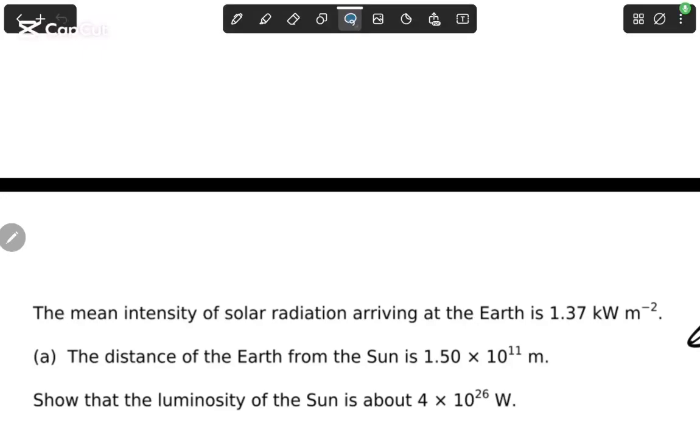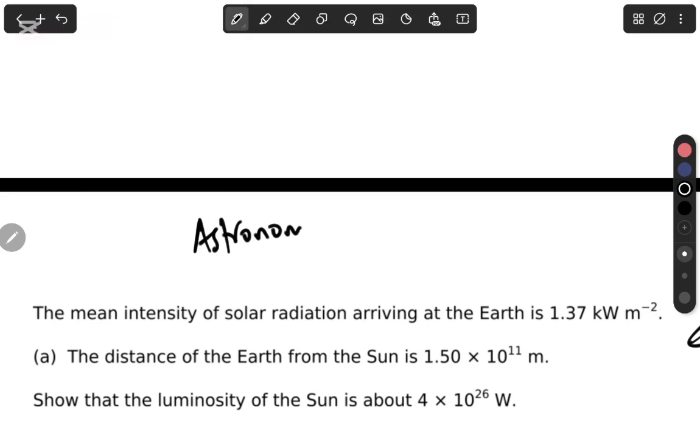Got another walkthrough for you. This one is on astronomy. Okay, so this says the mean intensity of solar radiation arriving at the sun is 1.37 kilowatts per meter square. The distance of Earth from the sun is 1.5 times 10 to the power of 11 meters. Show that the intensity of the sun is about that much. So I want you to solve this and I'll show you the answer.